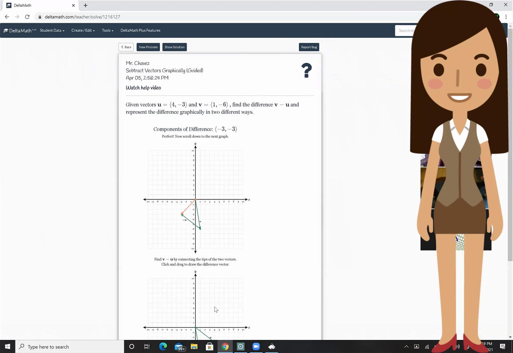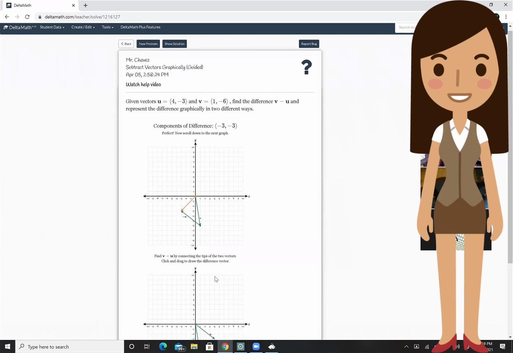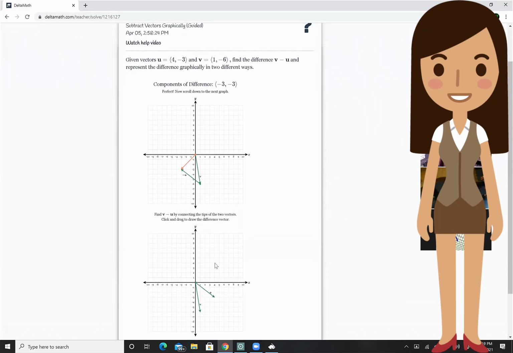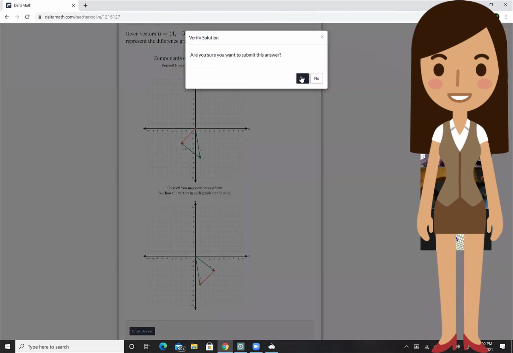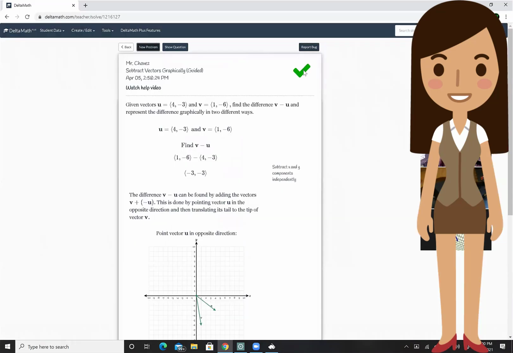Okay, method 2. And relax. It's simple. And we're going to do 2 of these. Remember what I told you guys on method 2. Start at angle U. So here's angle U. And work your way towards vector U, and work your way towards vector V, the arrow. Bam. And there it is. Those 2 vectors should be the same. Submit answer. Yes. And we got a check mark.